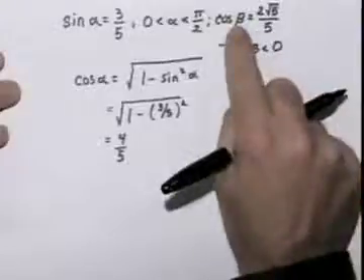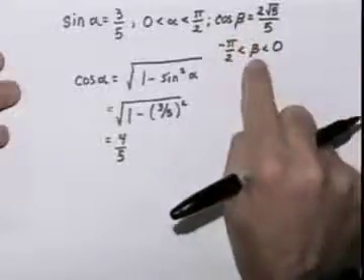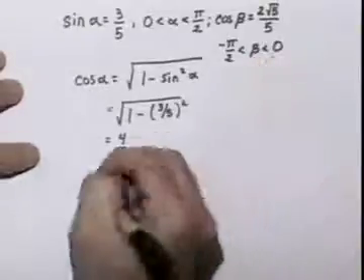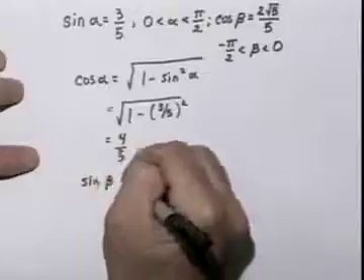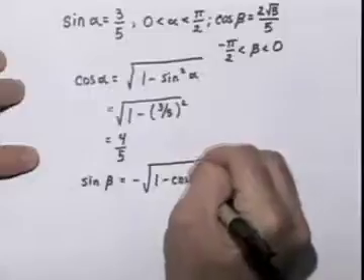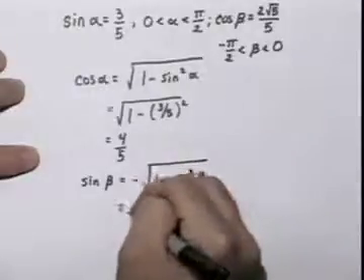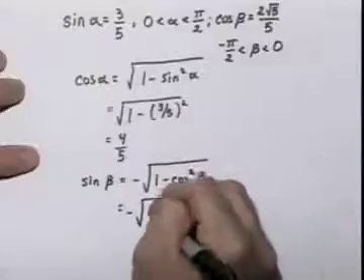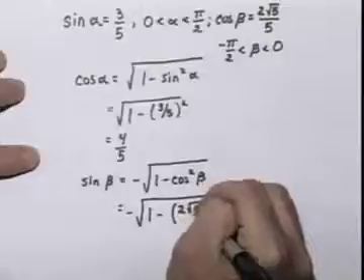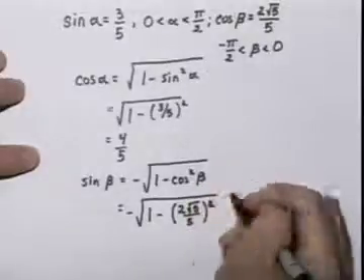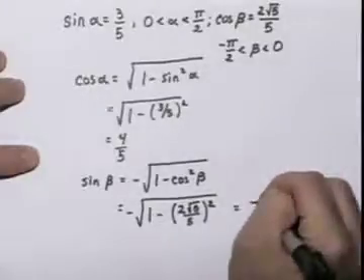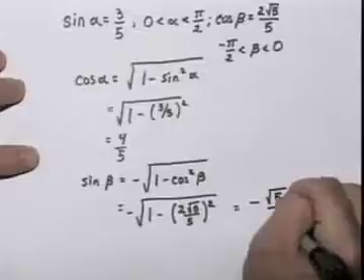Now I also need to know the sine of beta. Notice that beta is in quadrant 4, where the sine function is negative. Therefore, the sine of beta is going to be the negative square root of 1 minus the cosine squared of beta. So I have negative square root of 1 minus 2√5/5 quantity squared. If I work this all out, I get that the sine of beta is negative √5/5.